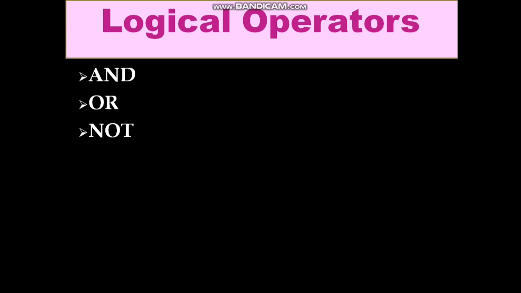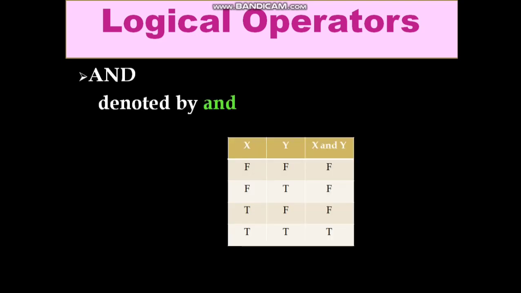These are all the various logical operators supported by Python. There are 3 logical operators available: and, or, not. Now we are going to see each operator in detail. First, let's learn about the logical AND operator.